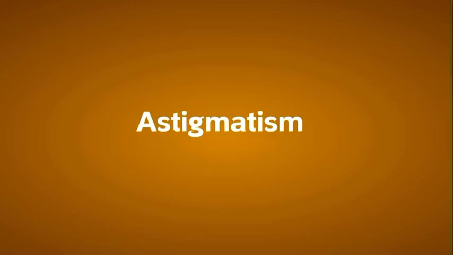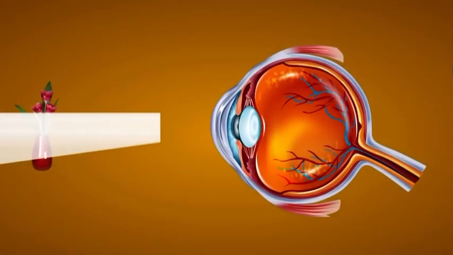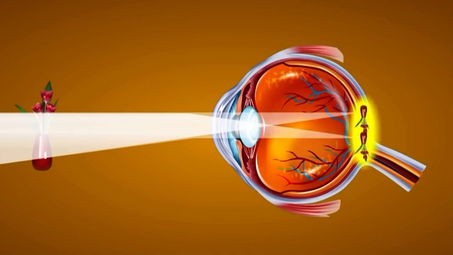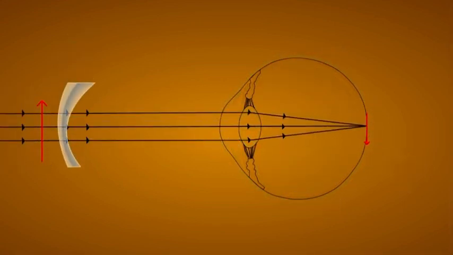Astigmatism is another common problem seen when the image may be clearly focused on the retina in the horizontal plane, but not in the vertical plane. This defect may be due to an irregular curvature of the cornea or lens. This can be corrected using glasses with cylindrical lens.